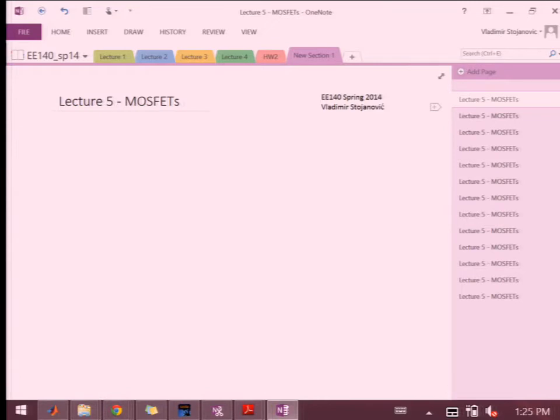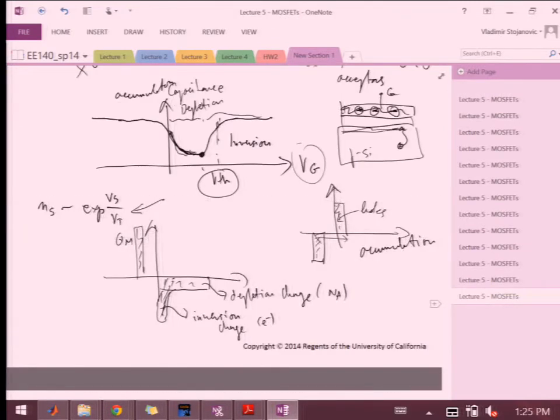Okay, so maybe just one more thing here is that we call this accumulation. This is inversion. There is weak inversion happening on this edge, and then this is depletion. But for all intents and purposes, we're not going to talk too much about weak inversion operation.